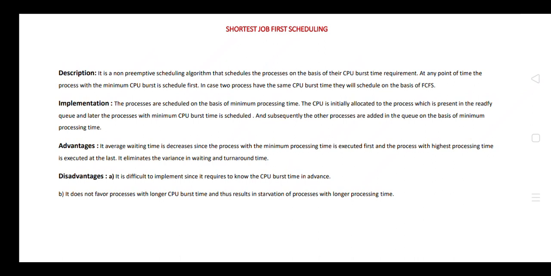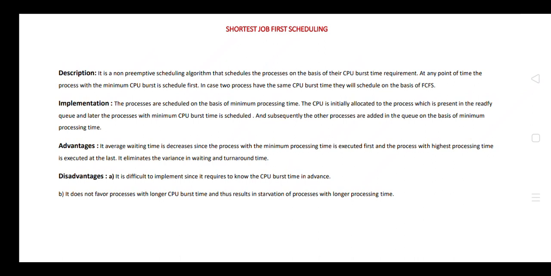There is a spelling mistake here, it's ready queue, okay. Later the process with minimum CPU burst time is scheduled, and subsequently the other processes are added in the queue on the basis of the minimum processing time. So it means that in shortest job first, we need to allocate the CPU to those processes having the minimum CPU burst time or minimum processing time.